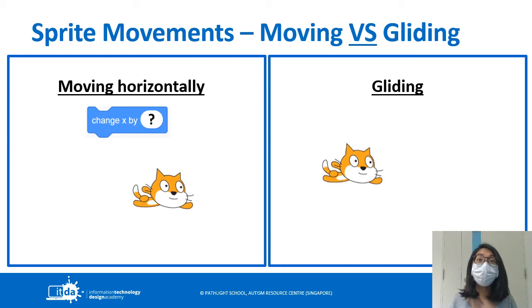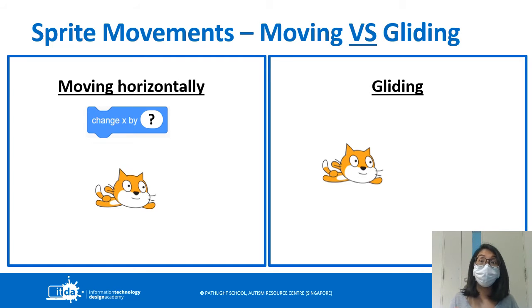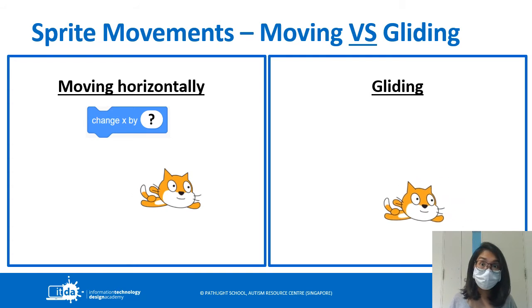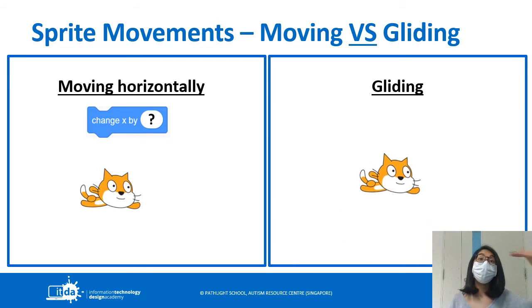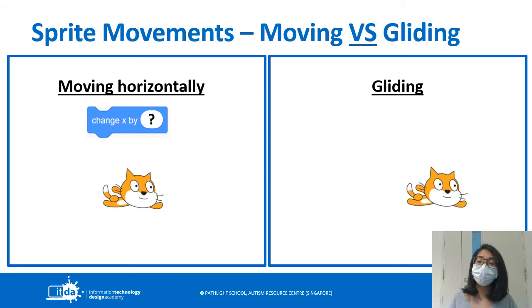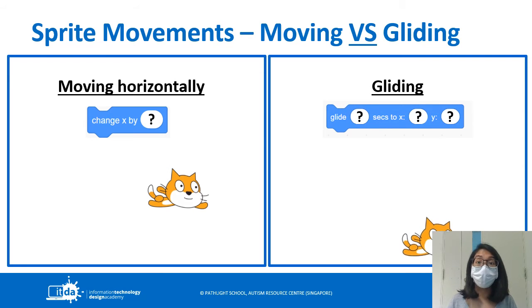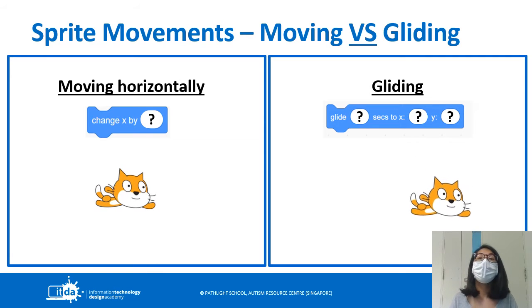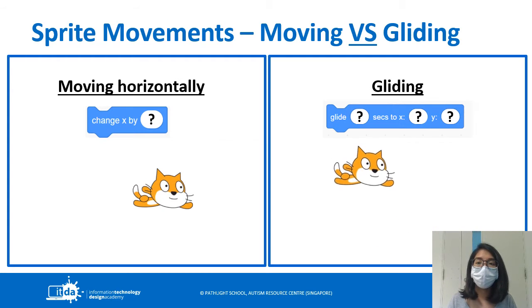Okay, as you notice, the movement is a bit like a robot, right? Very robotic, very static. Okay, now what about gliding? Let's take a look at the video on the right. It's a lot smoother, and you notice that our sprite can go diagonally and horizontally and vertically as well. Okay, so everyone, today for gliding, we're going to use a different block. This is a glide block. Glide how many seconds to X position and Y position. So all the question marks are numbers that you need to add in later. Okay, so this is gliding that we're working on today.